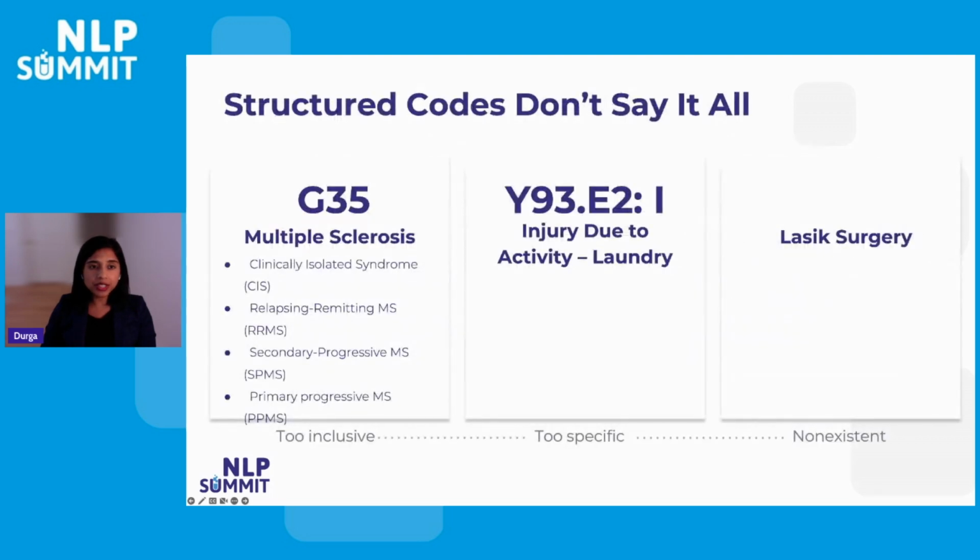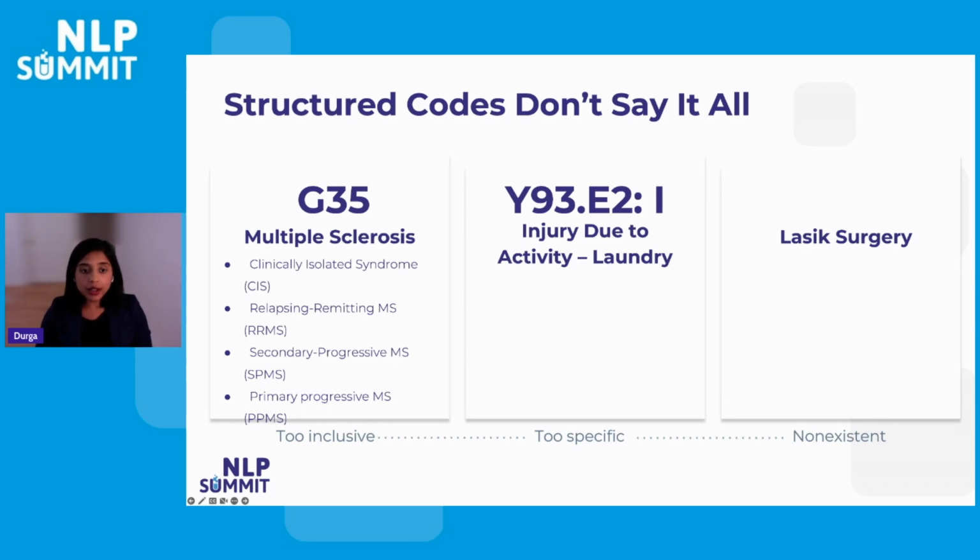The problem really is that structured codes don't say it all. When you look at the variety of codes that are out there, looking at just multiple sclerosis, for example, there are so many different subtypes of multiple sclerosis that would all be included under this one parent code. So it would be difficult to look at a very specific patient journey.